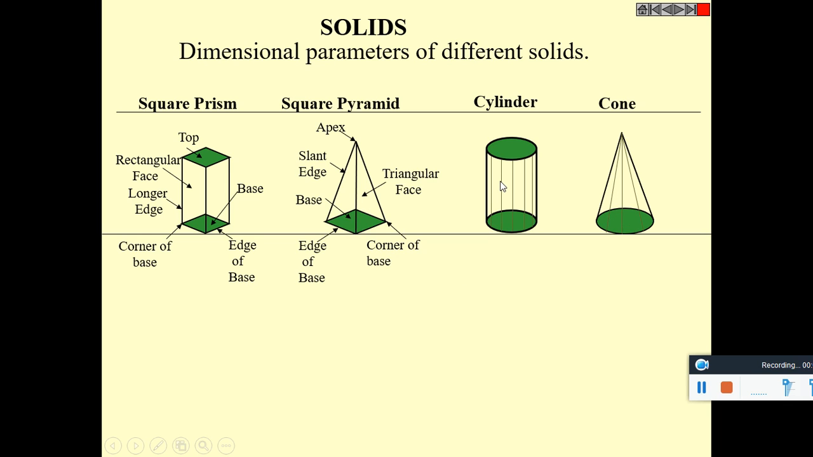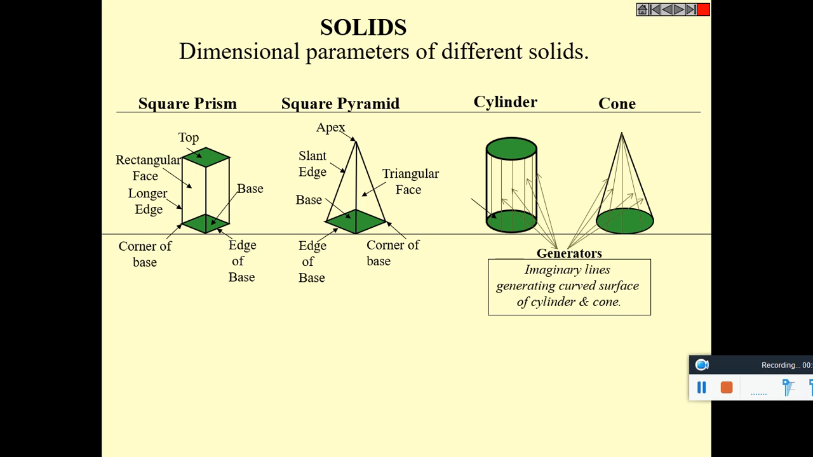A cylinder and a cone. These are formed by generators. Generators are imaginary lines which are used to generate solids like a cylinder and a cone. It has a base and a top for the cylinder. For a cone, there is a base and an apex.